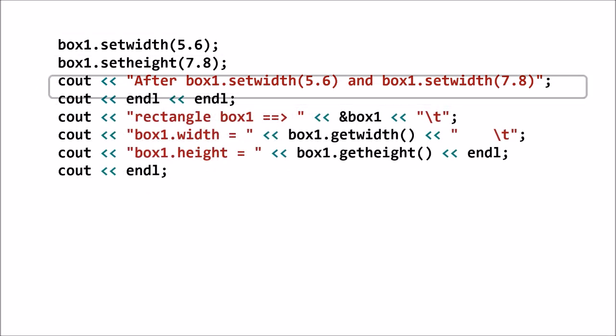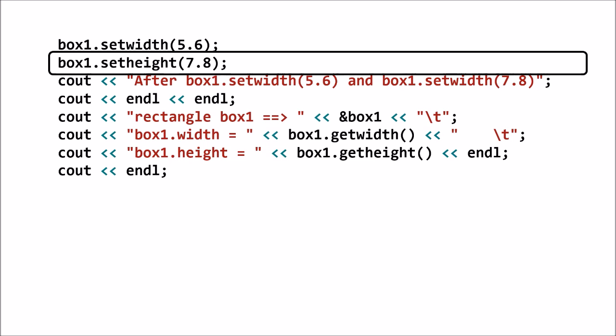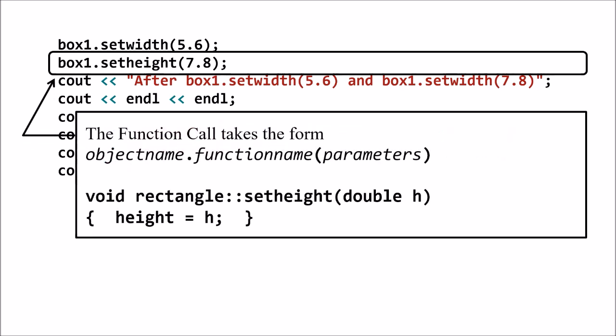The function call on the next line is very similar, except it is a function call to the function set height. This function call is of the same form. We have object name dot function name and then the parameters inside the parentheses. So it's box1 dot set height, and the value of the parameter is the value 7.8. So that calls the set height function inside our class definition. The value 7.8 is passed to the function and assigned to the local variable h. Inside the function, that value of h is assigned to the data member box1 dot height.